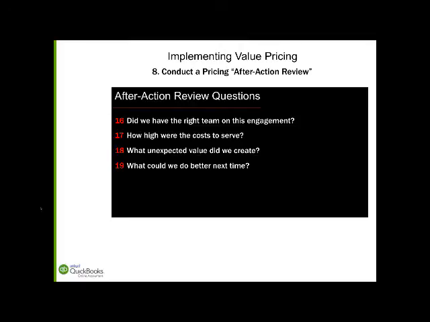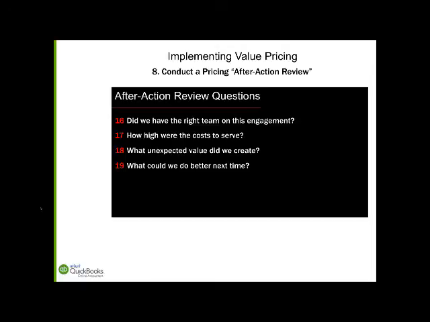One question, by the way, I really like is number 18. What unexpected value did we create? There's usually things in almost every engagement that you found, that you ran across. Maybe you gave them an idea, a suggestion on how to improve something, and it's usually unexpected. And if you can capture some of that, then that's going to help you be more aggressive pricing other clients, because you probably know you're going to find things for them as well. And this just builds confidence, and it just makes you smarter, and it makes you more experienced.